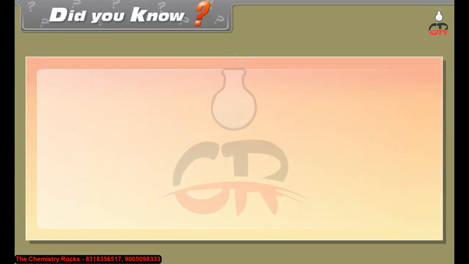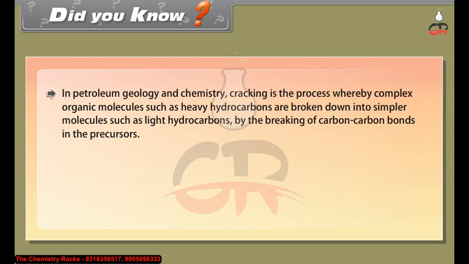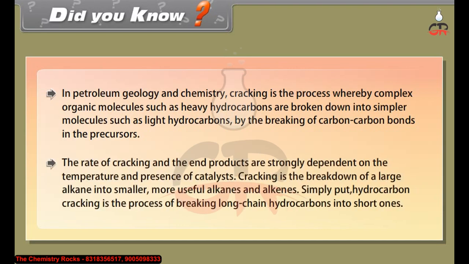Did you know? In petroleum geology and chemistry, cracking is the process whereby complex organic molecules such as heavy hydrocarbons are broken down into simpler molecules such as light hydrocarbons by the breaking of carbon-carbon bonds in the precursors. The rate of cracking and the end products are strongly dependent on the temperature and presence of catalysts. Cracking is the breakdown of a large alkane into smaller, more useful alkanes and alkenes. Simply put, hydrocarbon cracking is the process of breaking long-chain hydrocarbons into short ones.